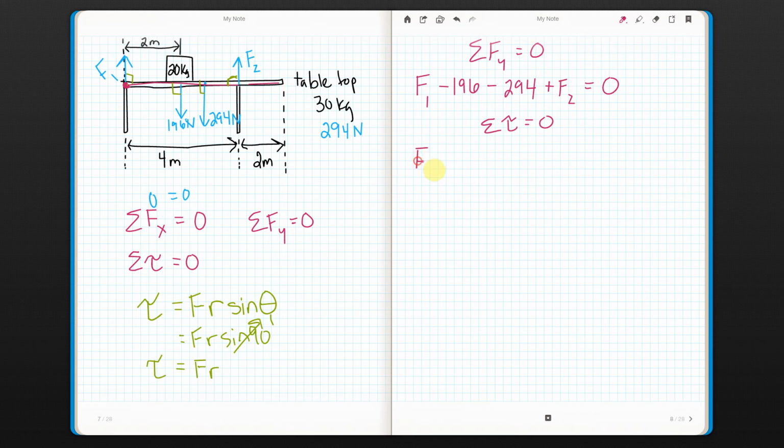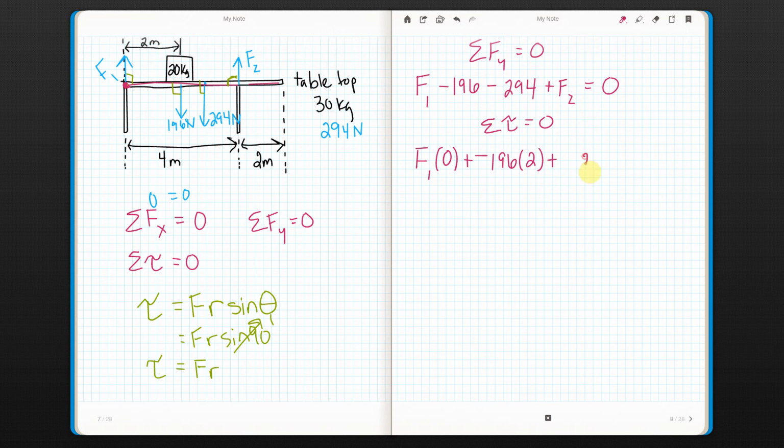So I've got F1. Its distance from the pivot is 0 because it's on the pivot, plus 196. That is a distance of 2 meters from the pivot. But if we check that out, this is creating a negative torque, because if this force was all by itself, it would cause this tabletop to rotate in the clockwise direction, which conventionally is the negative direction. So actually there should be a negative in front of this term right here.